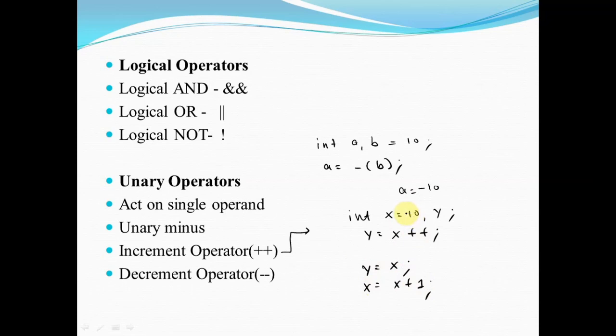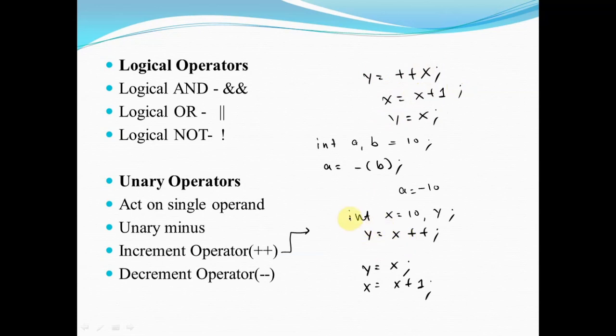So this is actually called a postfix, and in this there are two variants. One is called a prefix and another is called a postfix. So this is actually the postfix, and in case of a prefix, we can write it as y is equal to plus plus x. So this statement is equivalent to writing x is equal to x plus 1 and then y is equal to x.